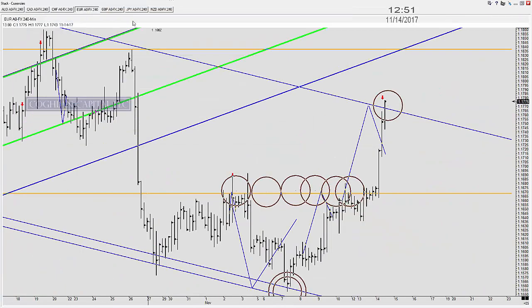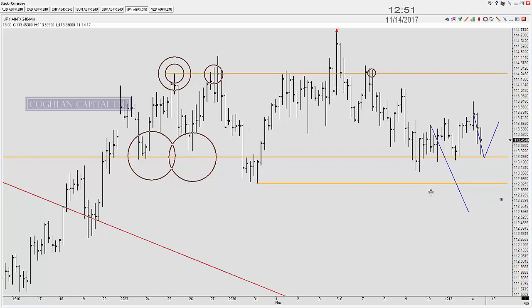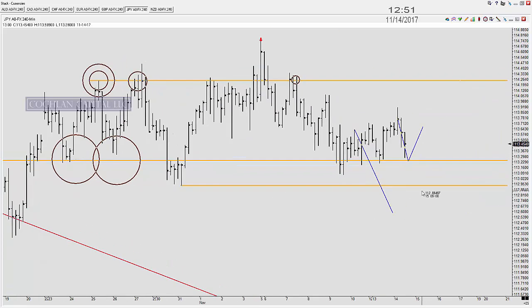Which is there. Actually, it's that one there. It's down in this area here. 112. There you go. 112.95. Let me draw it in. There it is. 112.95. That would make me a lot more nervous.